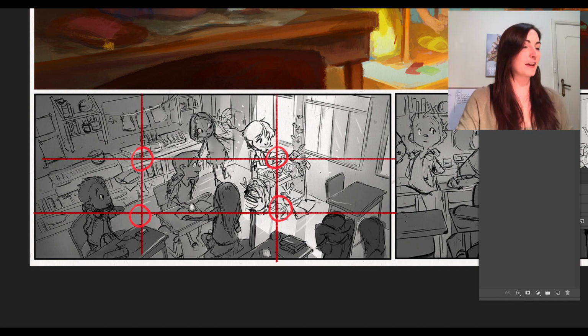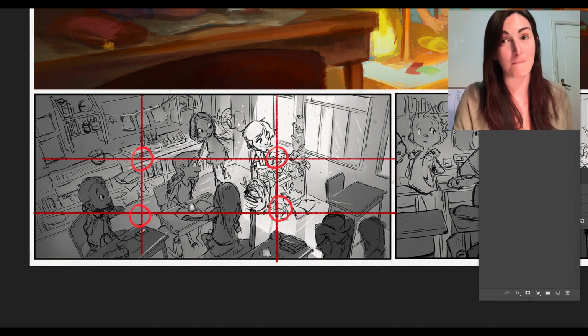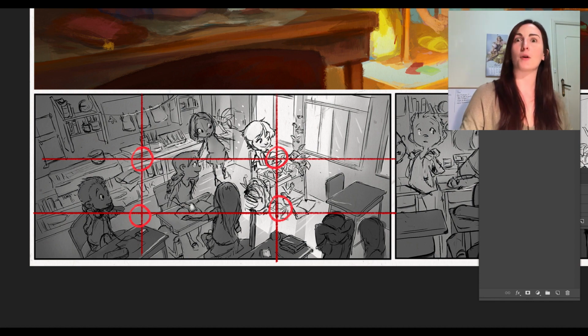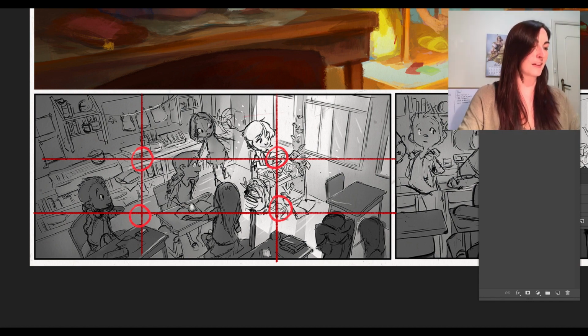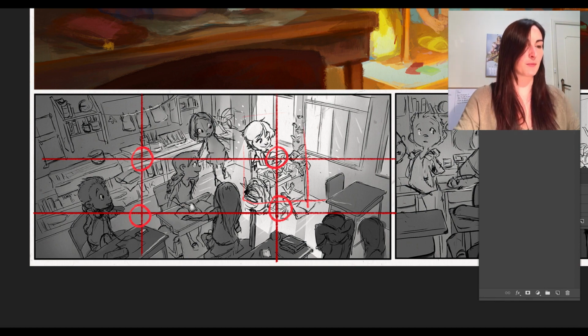So basically, when you look at those dots, this is where you should have your focal point, or what we also call, because we love money, your selling point. As you can see, my character is actually standing on one of those selling points. So far, good. This is one of the basic ones.